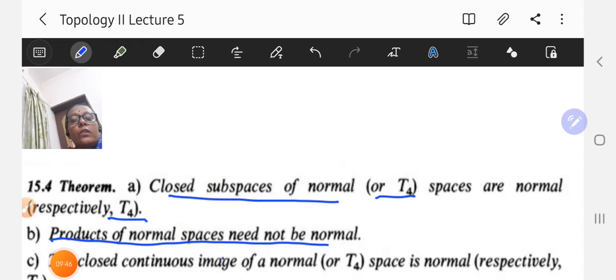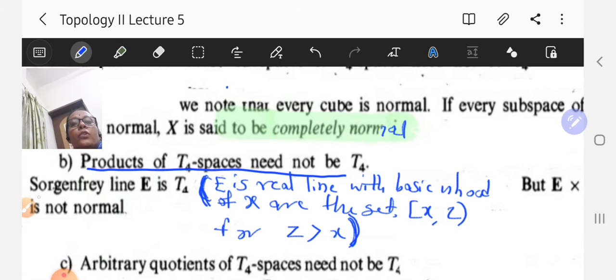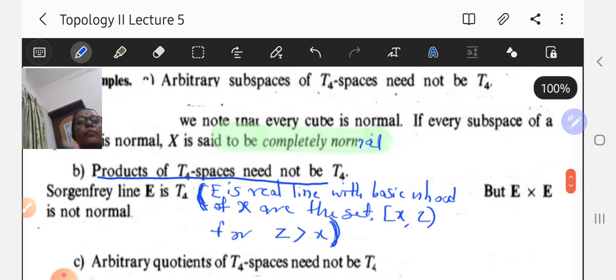For this, there is an example of the Sorgenfrey line, that is, a product of T4 spaces need not be T4. The example is the Sorgenfrey line. We know the Sorgenfrey line is T4, but here E cross E is not normal. In this example, what is this Sorgenfrey line?